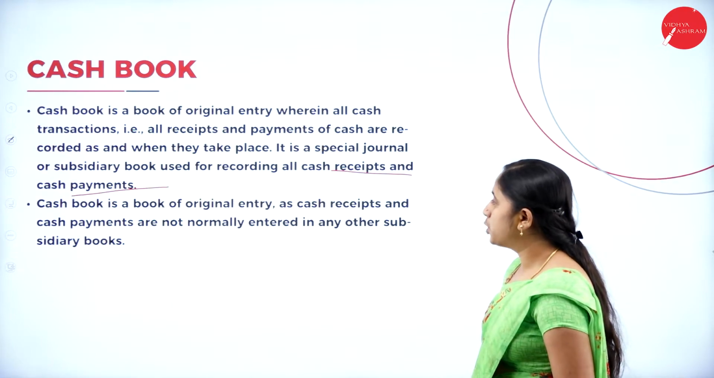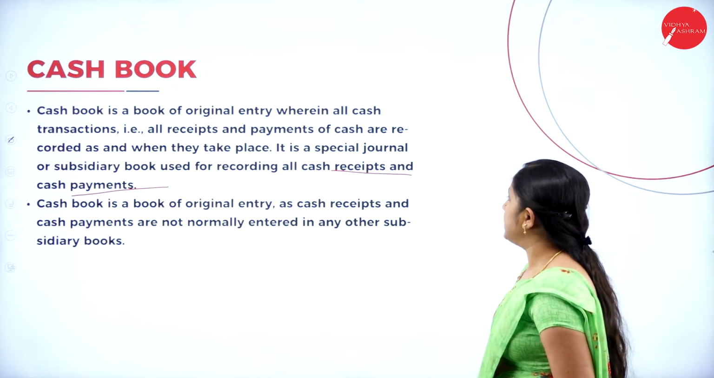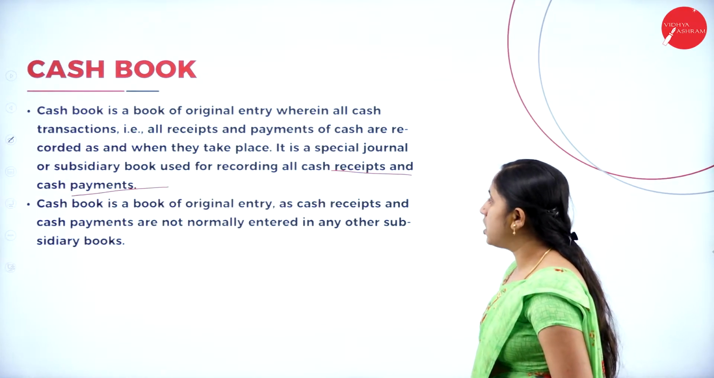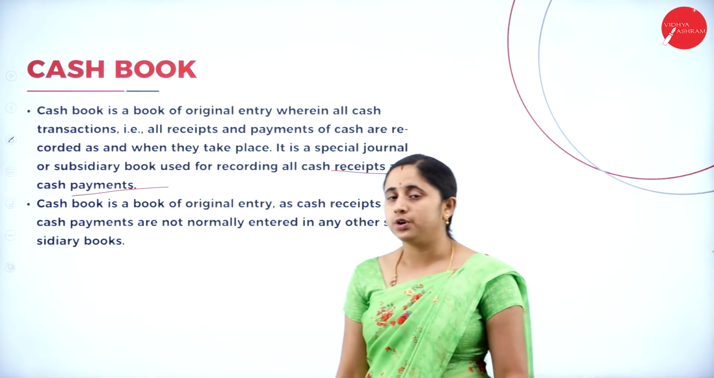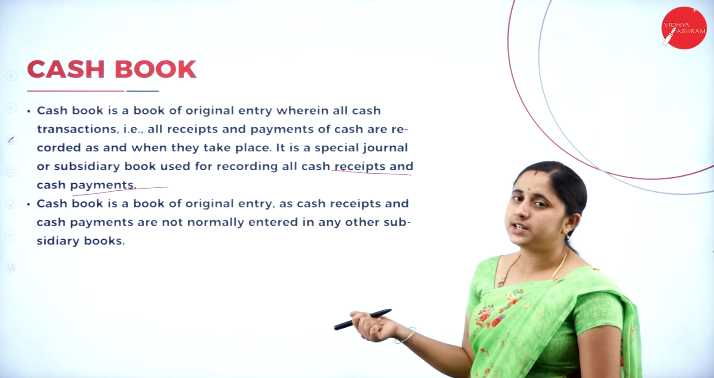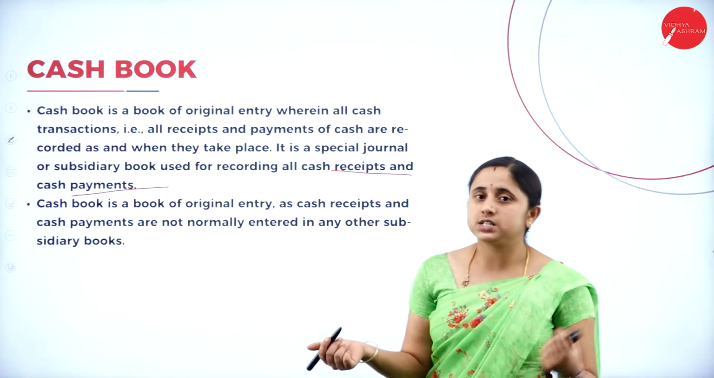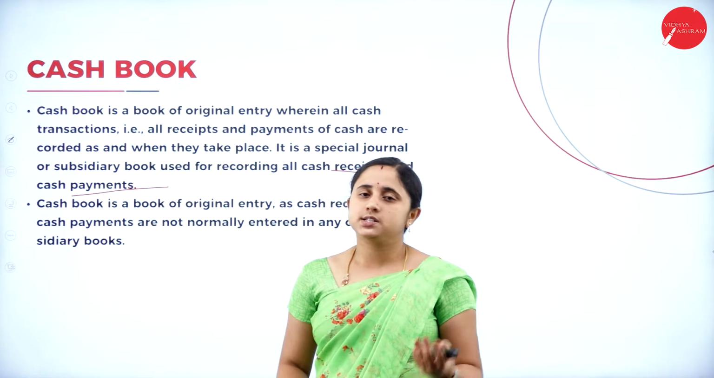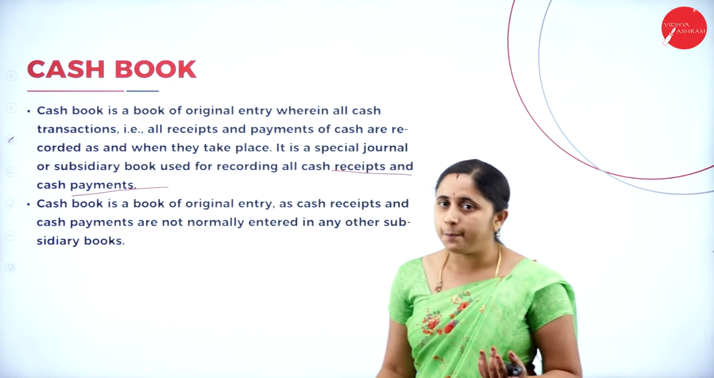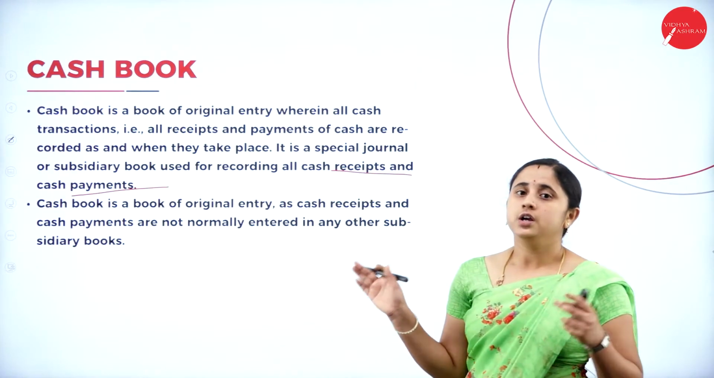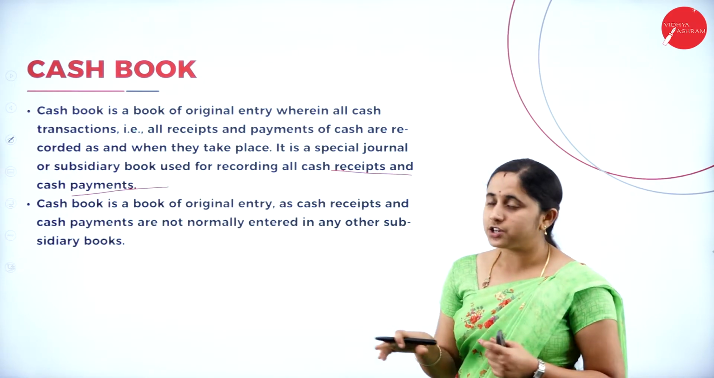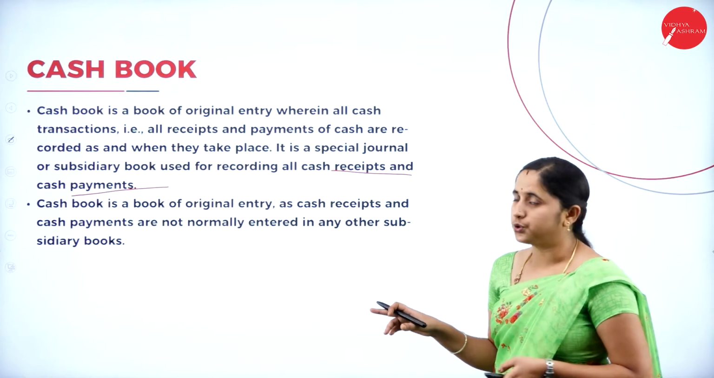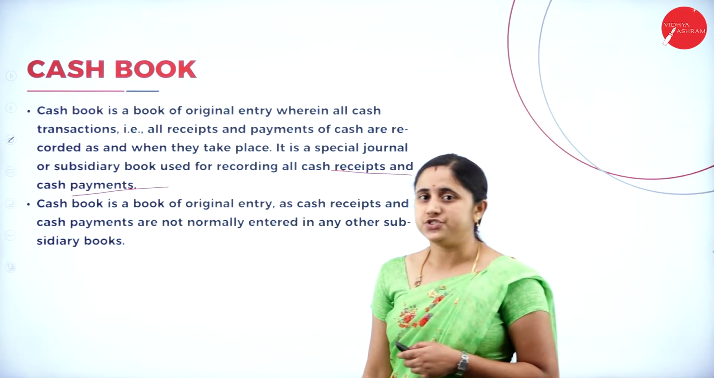Cash book is a book of original entry, as cash receipts and cash payments are not normally entered in any other subsidiary book. That means in the types of subsidiary books, you will record only the purchase return, sales return, bills receivable, bills payable and journal proper. But you are not going to record the cash transactions. So only the cash transactions you will record in the cash book. So it's a special journal.